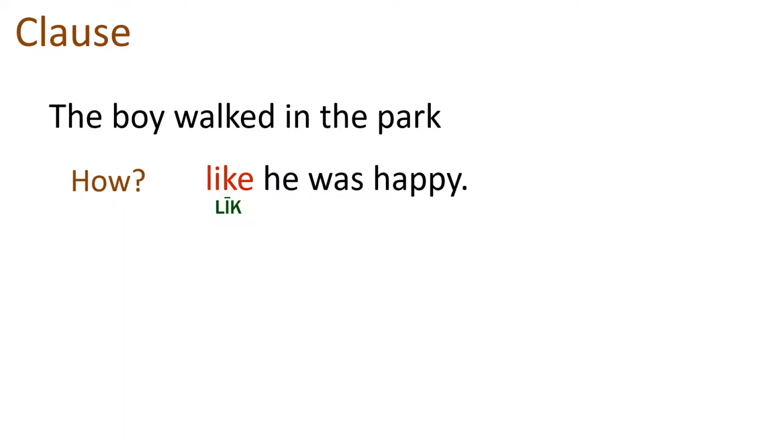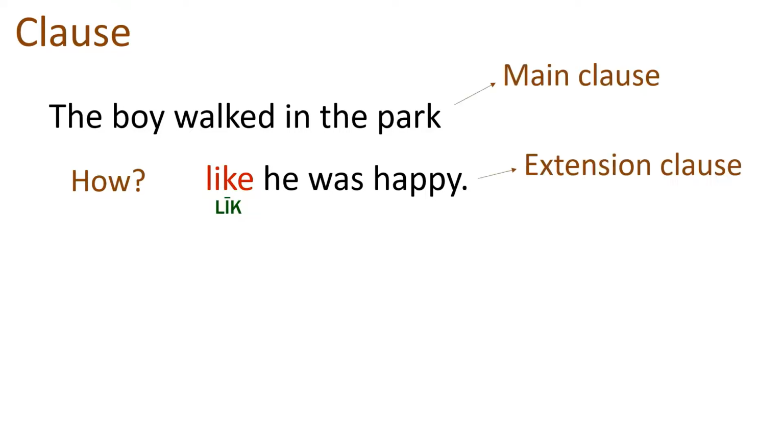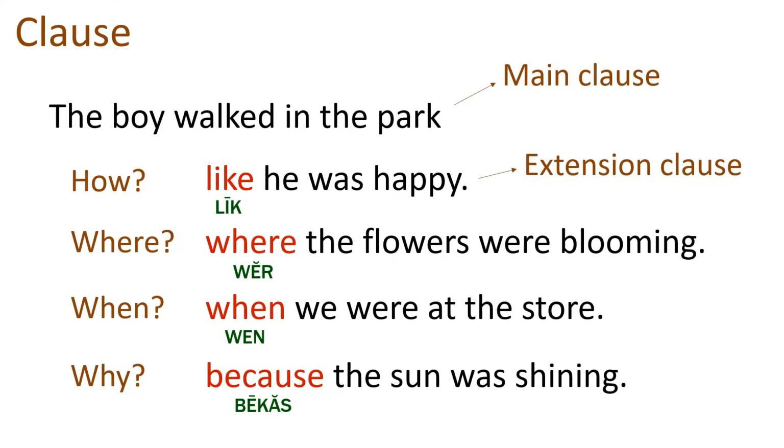Like is a conjunction that expresses the relationship between the first clause and the second. In this context, the first clause is called the main clause. That's the main sentence. We add an extension clause, he was happy, to explain how he walked in the park. The extension clause, like he was happy, becomes an extension of the verb. We can add extensions for each of the main questions: how, where, when, and why. We can use different conjunctions for each of these: like, where, when, and because.